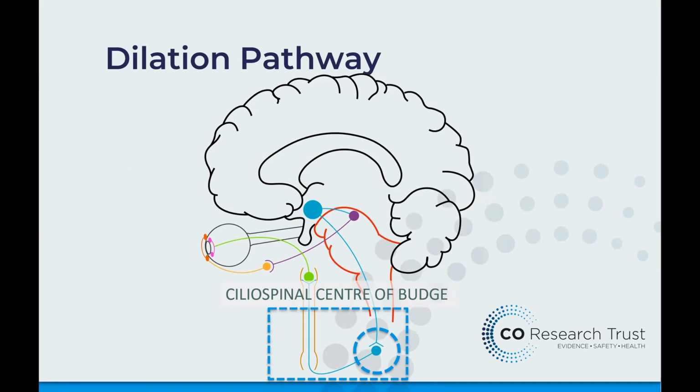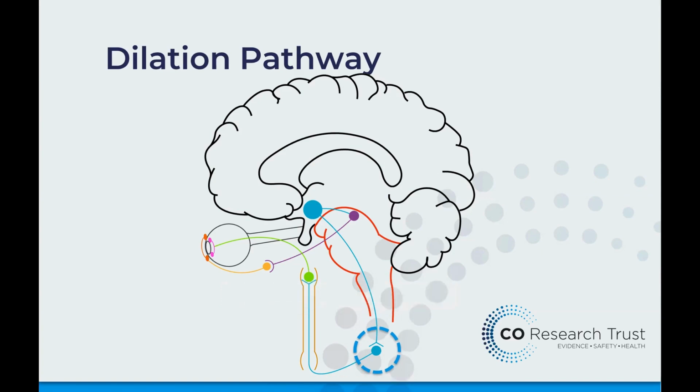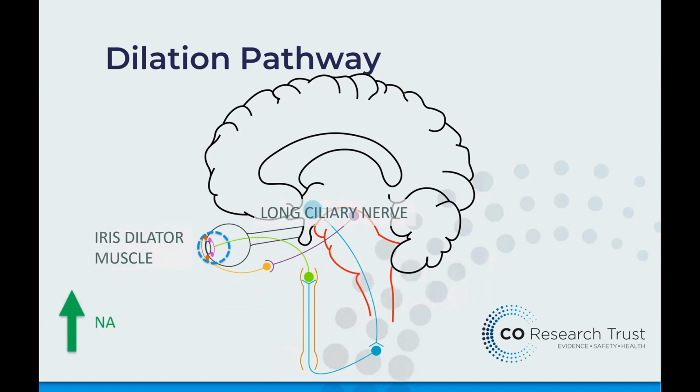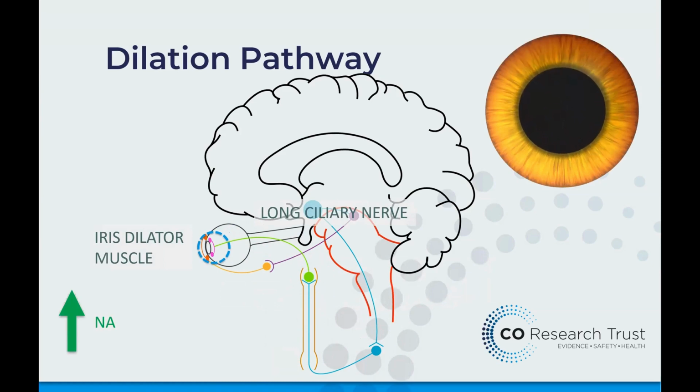A signal is then sent ascending the spinal cord from T1 to C8 towards the superior cervical ganglion, which synapses with the postganglionic neuron. Finally, the signal travels along the postganglionic long ciliary nerves, which innervate the iris dilator muscle, causing the release of noradrenaline at the neuromuscular junction and subsequent pupillary dilation.